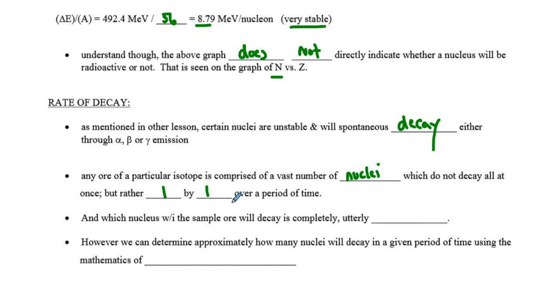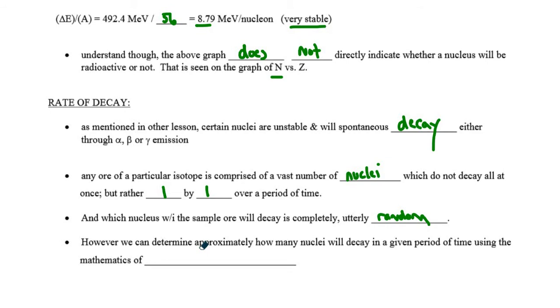Okay, so within each sample ore, it will decay completely and utterly random. Okay, the important point to take away at this moment is that this process is completely random. We cannot look at a given nucleus and say that nucleus is going to decay in 3 days.